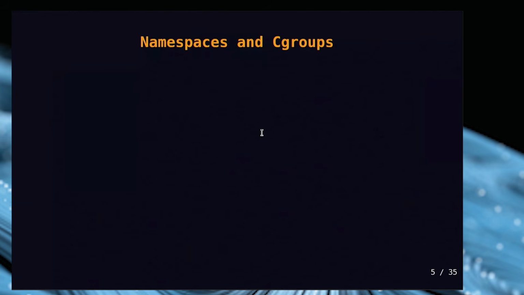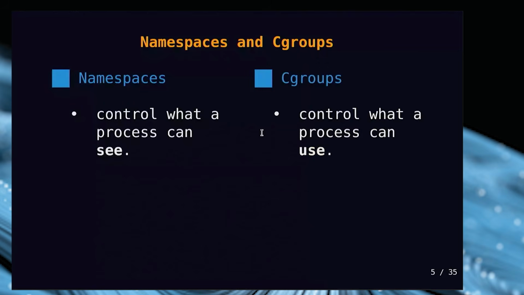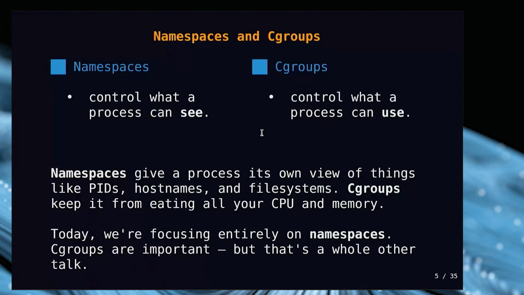So how does the Linux kernel allow us to do that? Well, we have namespaces and cgroups, fundamental components of processes. A namespace controls what a process can see, and cgroups control what a process can use. Namespaces give a process a view of things like PIDs, host names, and file systems, and cgroups keep it from eating all your resources.